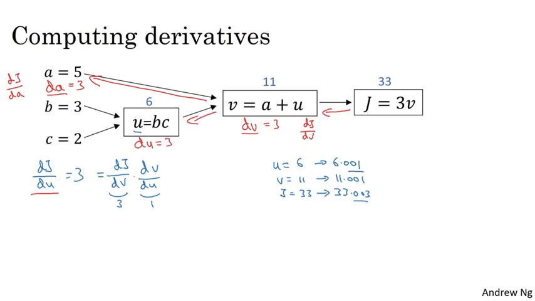Now, we just stepped through one last example in detail. So what is dJ/db?